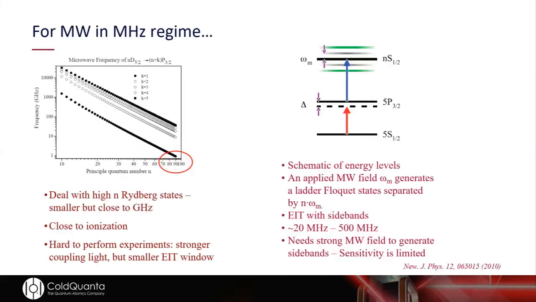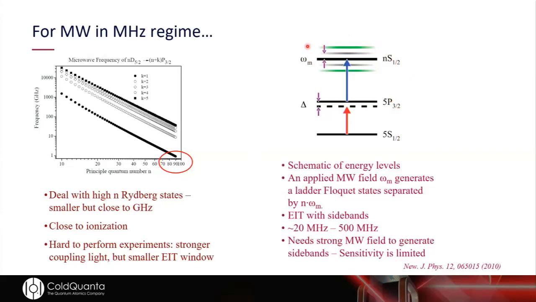You probably will ask, how about the microwave below 1 gigahertz? As we could see from the calculation, the principal quantum number is around 100 or even larger when the microwave is below 1 gigahertz. In this regime, the Rydberg atoms are close to the ionization point, and the experiment is hard to perform. Because in this region, it needs a stronger coupling light, while the signal to noise ratio of the EIT window is getting worse. It turns out there's an alternative way to detect microwave here.